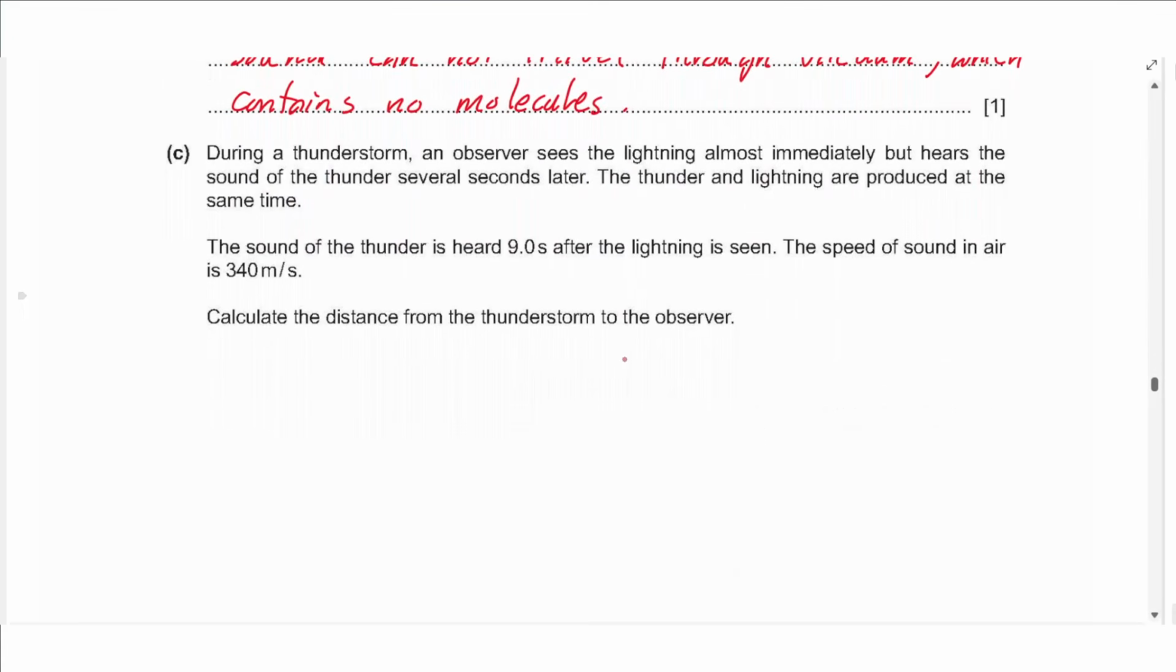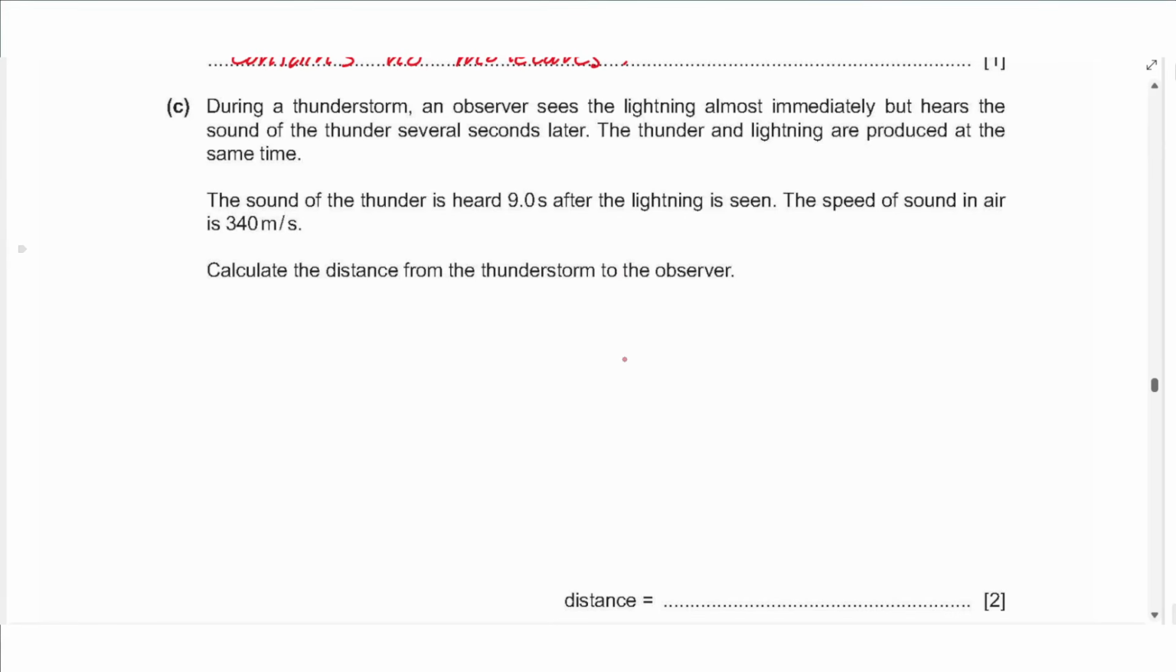Question C says, during a thunderstorm, an observer sees the lightning almost immediately, but hears the sound of the thunder several seconds later. The thunder and lightning are produced at the same time. The sound of the thunder is heard 9 seconds after the lightning is seen. The speed of sound in air is 340 meters per second, so we have time and we have speed, and we are required to calculate the distance from the thunderstorm.